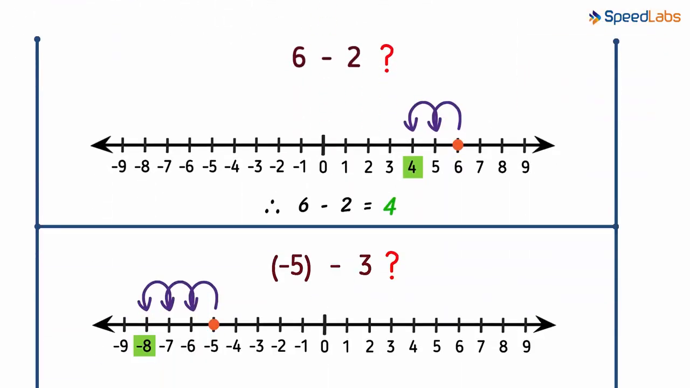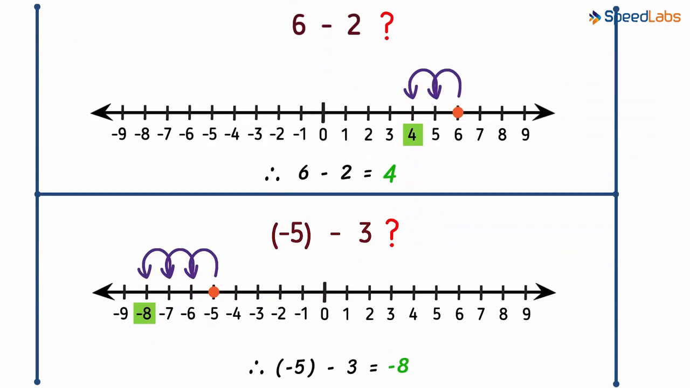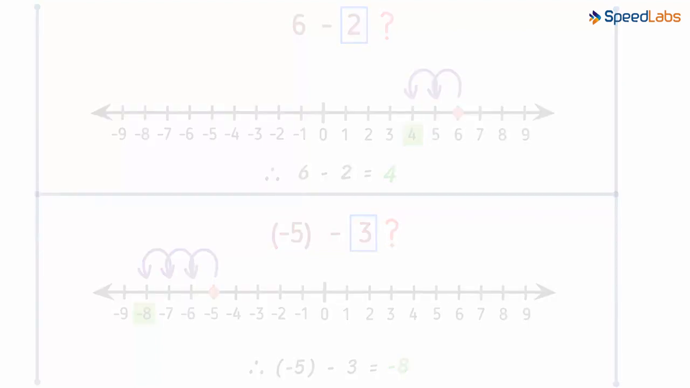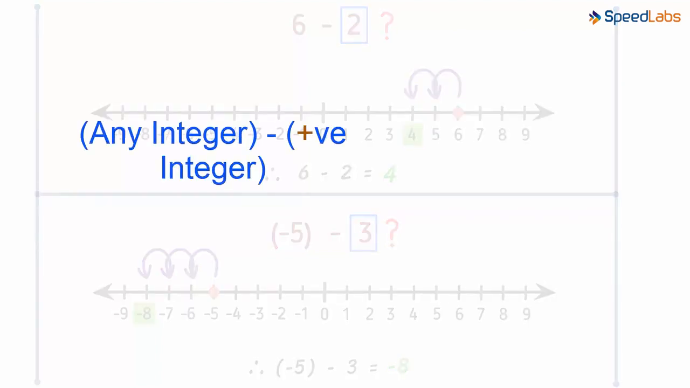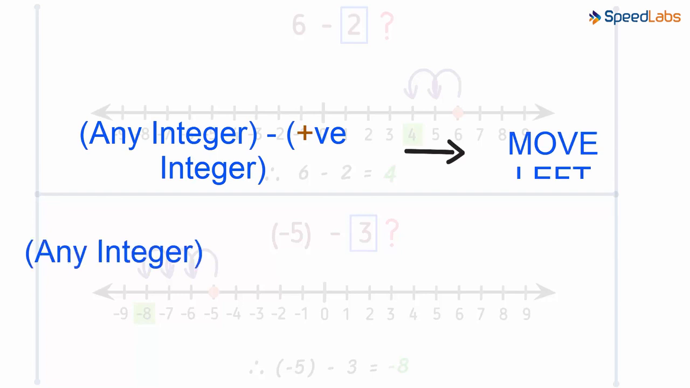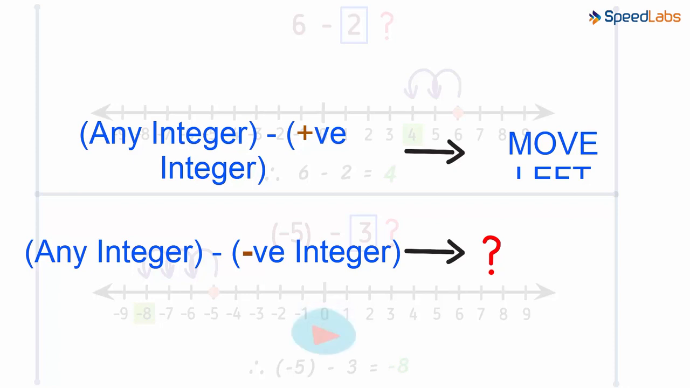If you look at the examples above, then you will note that in both the cases, we had to subtract a positive integer. And we can say that to subtract a positive integer from any integer, we need to move towards the left on the number line. Can we subtract a negative integer from any integer in the similar way? Or will it be different? Let's find out the answers in the next lesson.